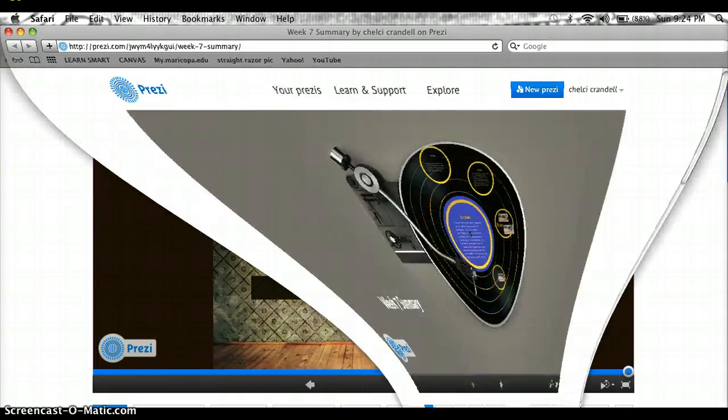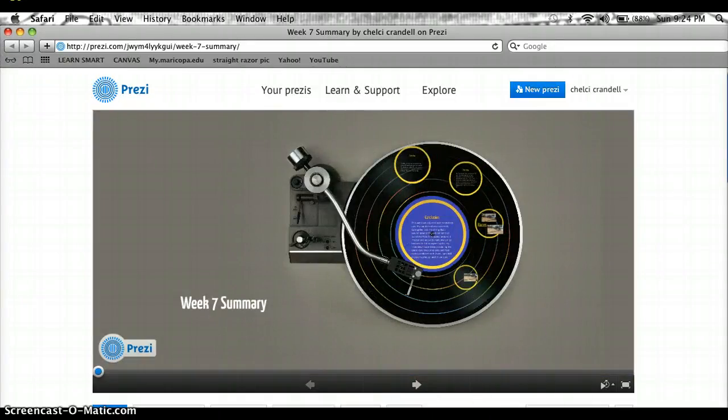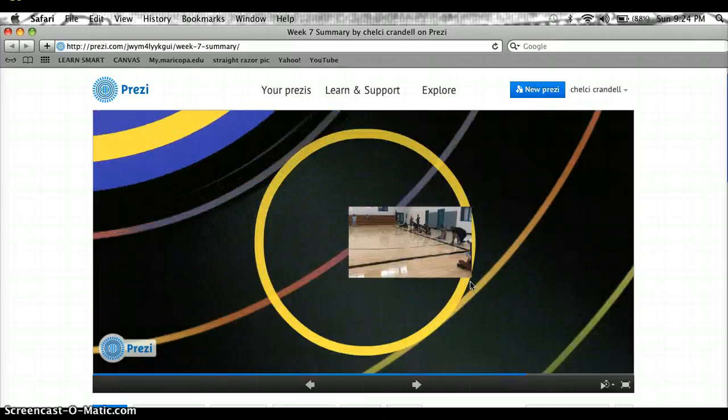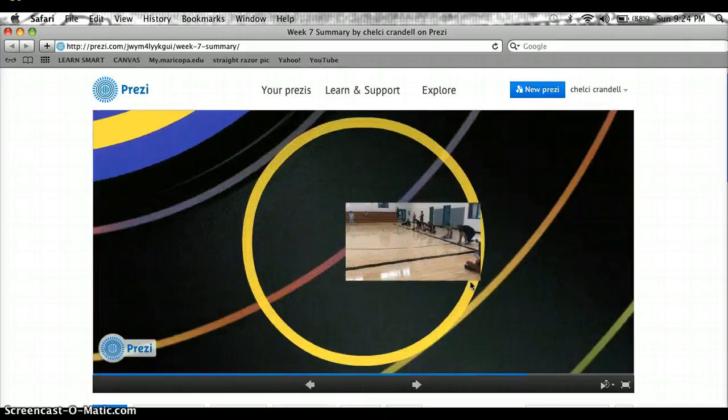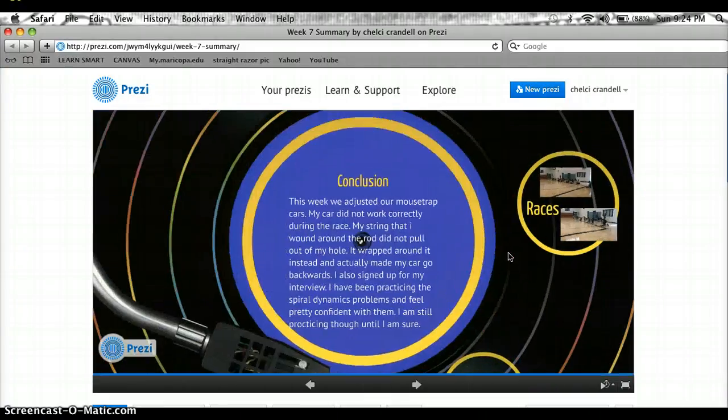I'm kind of gonna skip through this last one. My mousetrap car didn't win, but the string was supposed to let go at the end, and it never did. So it ended up going and then coming back. So that was really frustrating.